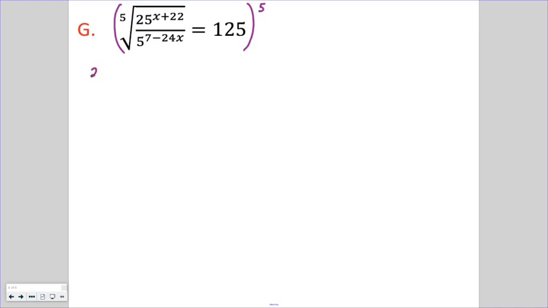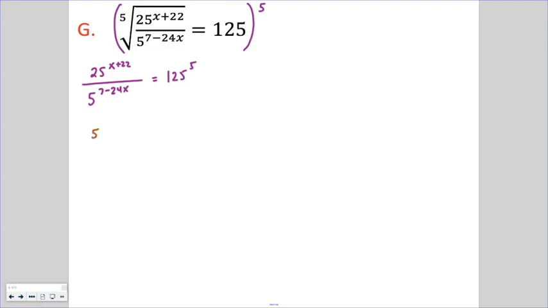And that is going to give us 25 to the power of x plus 22 over 5 to the power of 7 minus 24x. And then on the right-hand side, we've got 125 to the 5th power. All right, big numbers. I'm going to show some work to get everything simplified here. So I'm going to get everything in its smallest base, and then we'll go from there. Things should start to simplify.